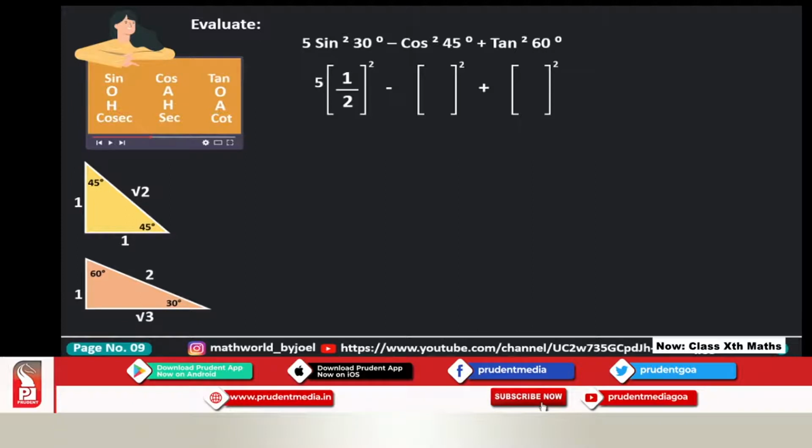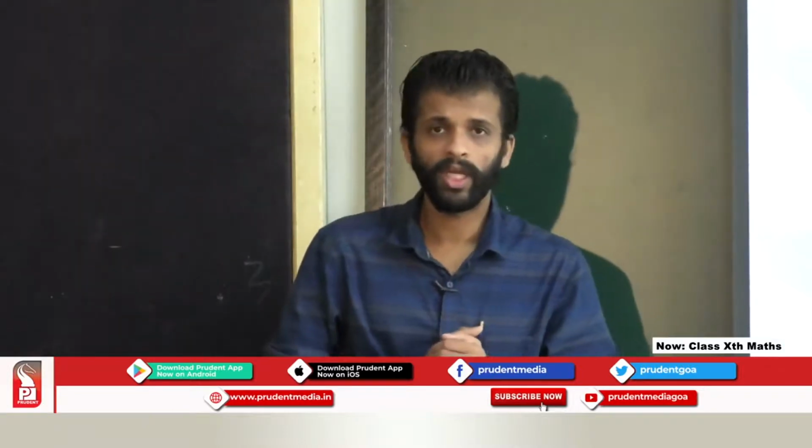Next is cos square 45. Keep square for a while and then just find out the value of cos 45. Cos is nothing but adjacent upon hypotenuse, and we are looking from angle 45. So adjacent upon hypotenuse, when you do that, you will get 1 upon root 2. Square is already put, so no problem. Next we have tan 60. Tan is opposite upon adjacent. From which angle? 60. It will be root 3 upon 1.